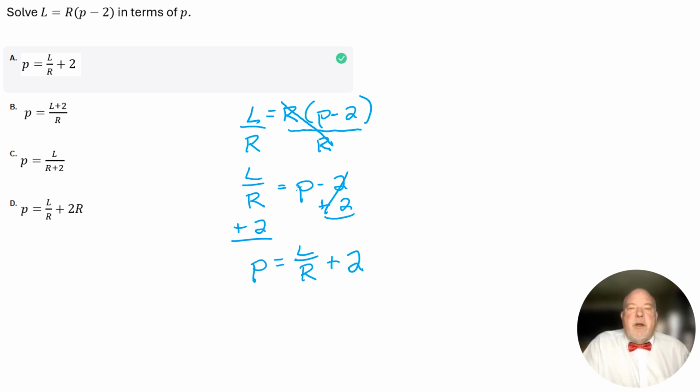And again, the way you know when you're finished is when you have the variable isolated that they're asking you to write the answer in terms of. So P equals L over R plus 2, so that's answer A.